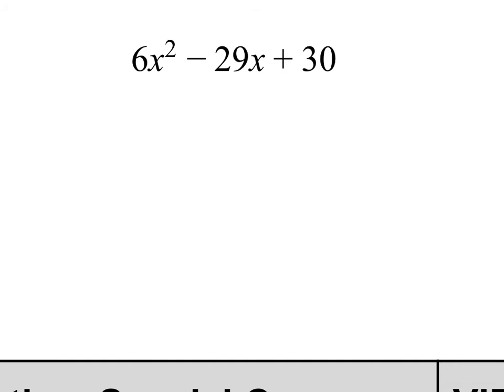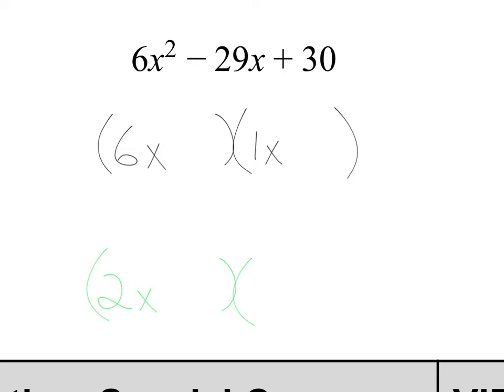Next one. 6x squared minus 29x plus 30. Oh my Lanta. All right, first and foremost, there are no common factors. So we're stuck with this 6. Not only that, 6 isn't prime. So it's either going to be 6x and a 1x to start us off, or it could be a 2x and a 3x. So we have to kind of be careful.